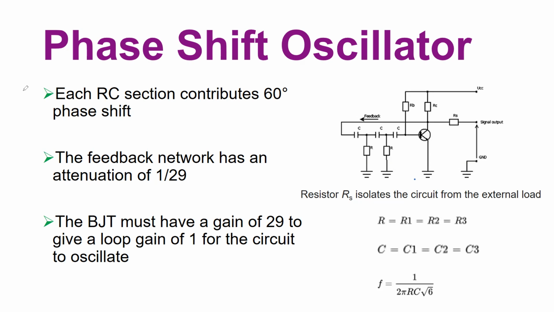But before that, let us recall a few concepts about the feedback system, and then we talk about positive feedback and negative feedback, and after that, how the circuit can act as a negative feedback circuit or a positive feedback circuit. And based on that, we'll see how the oscillations are produced and sustained.